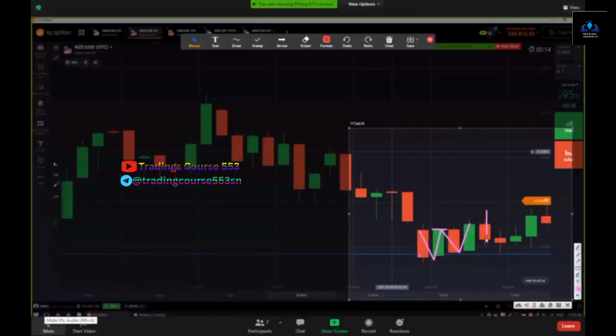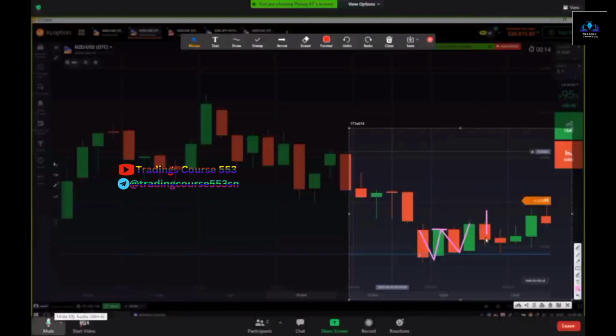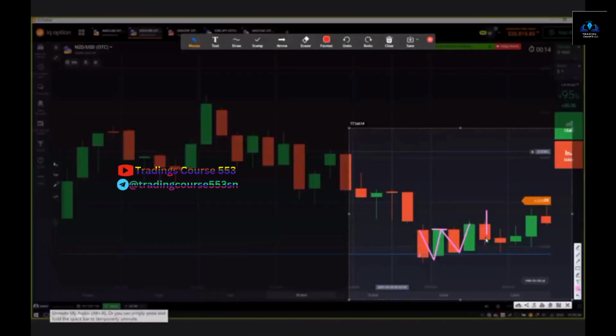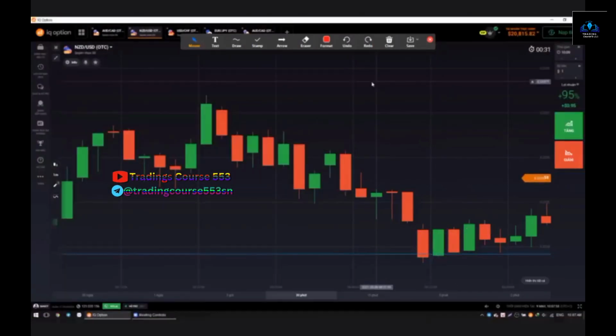Suppose the green candle is 70% above the middle and 20-30% below, so it's still considered. As long as it closes above, you have a reason to go down. Just above.